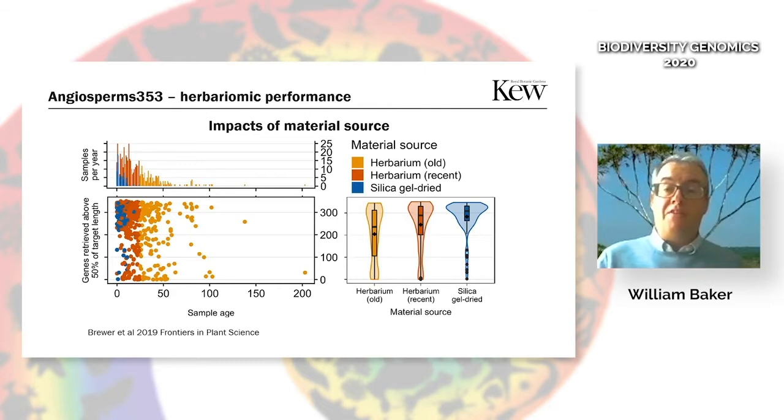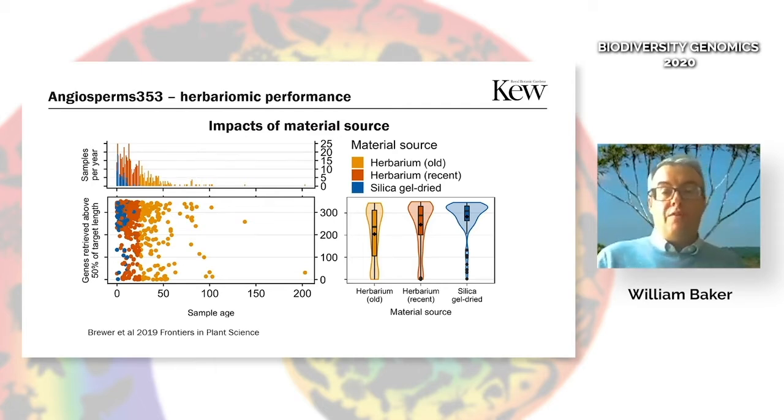How's it worked? Well, it's been amazingly effective. You can see from these charts of genes retrieved above 50% of the target length that we're getting a lot of data out of a wide diversity of material. Now, there is a bit of a slew across the y-axis there, which you would expect from a universal kit, but the majority of data points are squished up in that top end of the graph.